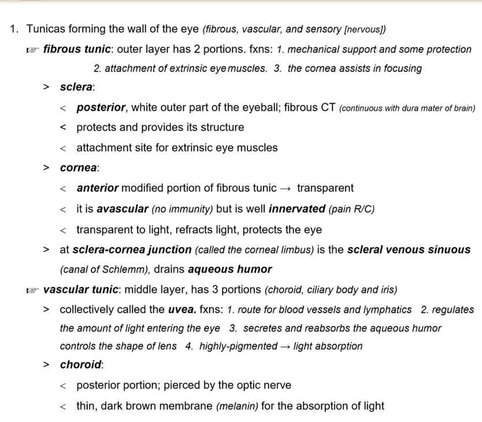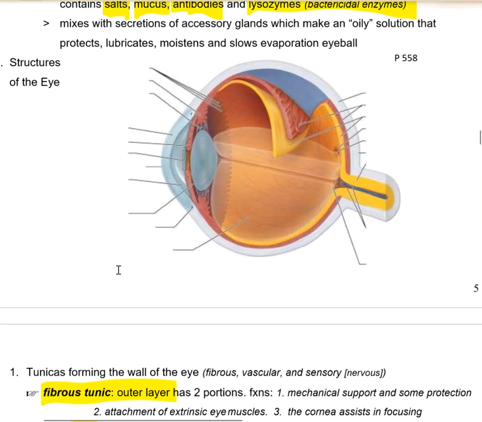So the first thing we want to look at is the different tunics. We have a fibrous tunic, a vascular tunic, and a sensory tunic. 3 different tunics. And the fibrous tunic is the outermost one, and so we're going to start there. And there's 2 parts to it, the sclera and the cornea. So let's fill those in right away. So the sclera is the white part of our eye right there. And you can see that outer fibrous tunic going around the whole thing. But then in the front, it becomes modified and it's clear, and that's our cornea. Okay, so we've got our sclera and our cornea.